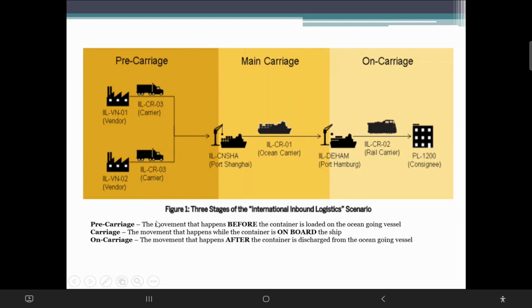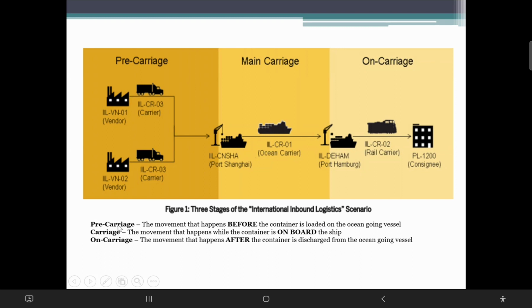Okay. Now pre-carriage means the movement that happens before the container is loaded on the ocean going vessel. They say ocean going vessel because it could be some waterway, some feeder vessel also. That is what they are trying to be careful about. The movement that happens before the container is loaded on the ocean going vessel.